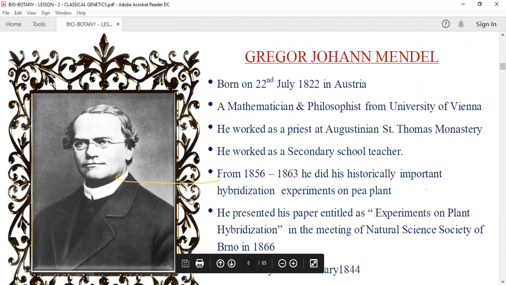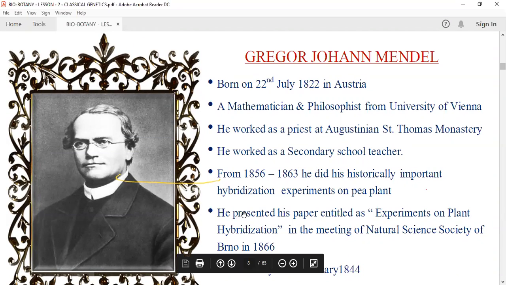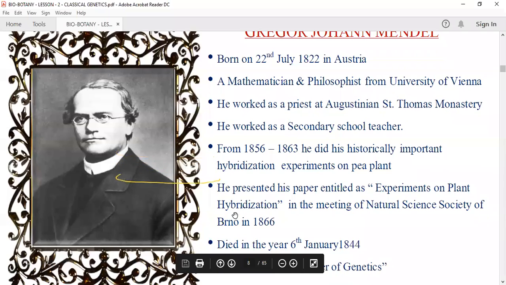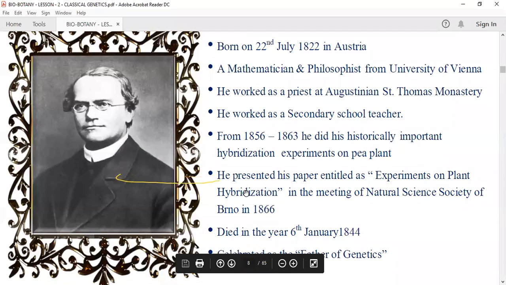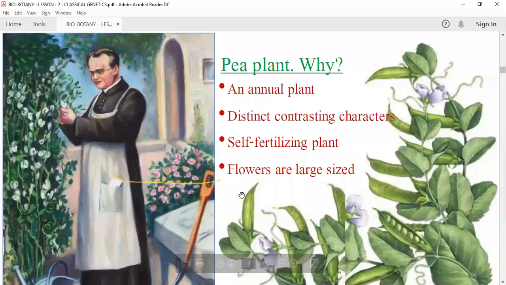From 1856 to 1863, he did his historic hybridization experiments on the pea plant, that is Pisum sativum. Then he presented his paper entitled Experiments on Plant Hybridization at the meeting of the Natural Science Society in 1866. He died on 6th January 1884. And we all celebrate him as the father of genetics.